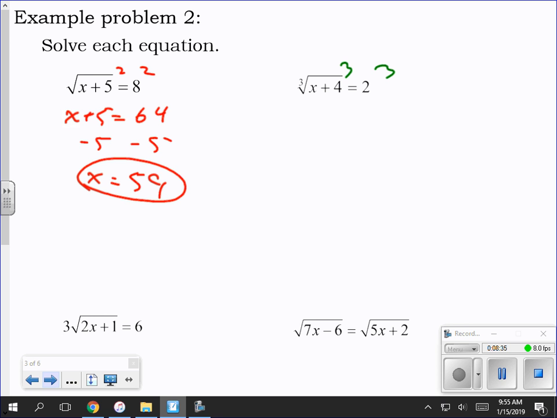The cube root cubed is just what's underneath the cube root. 2 cubed is 8. Subtract 4 from both sides. X equals 4. And then I want to try it. 4 plus 4 is 8. Cube root of 8 is 2. We're good on that one. So far, not that difficult, right? These really aren't difficult problems. You just have to watch your negatives and positives.